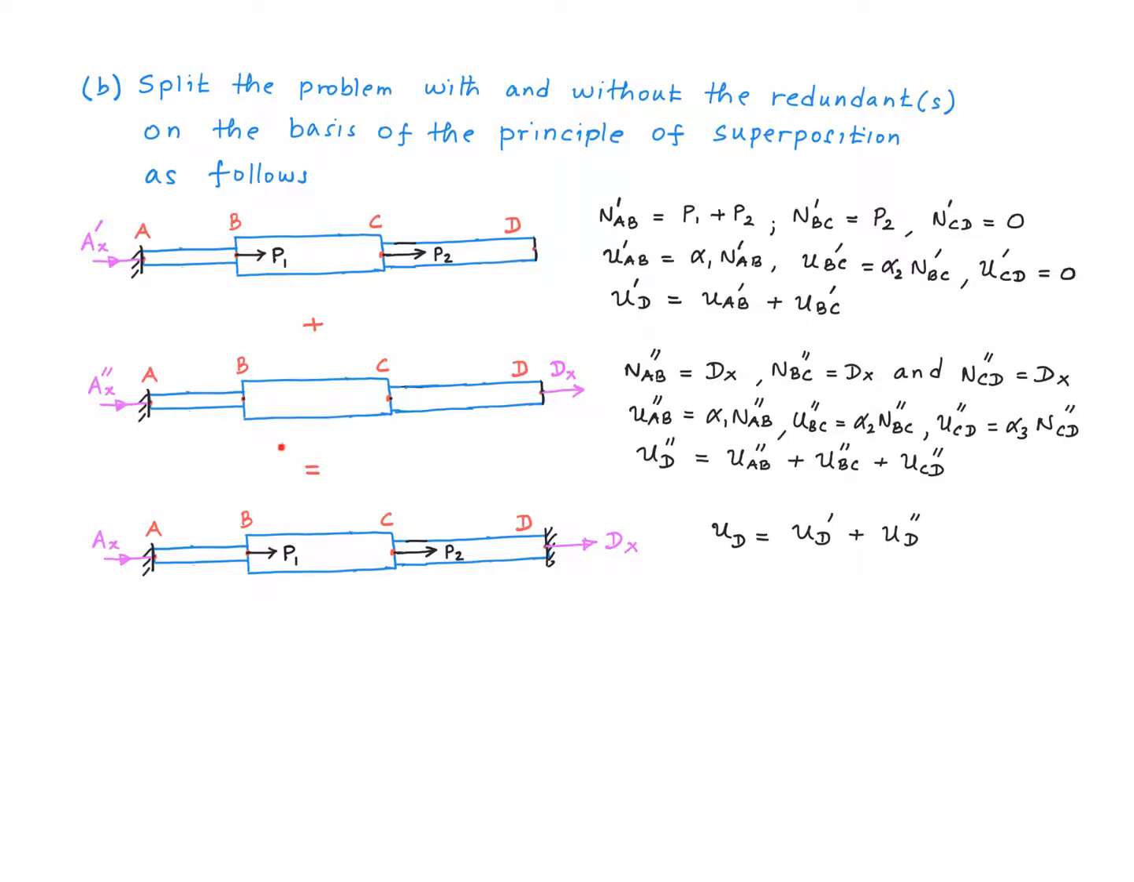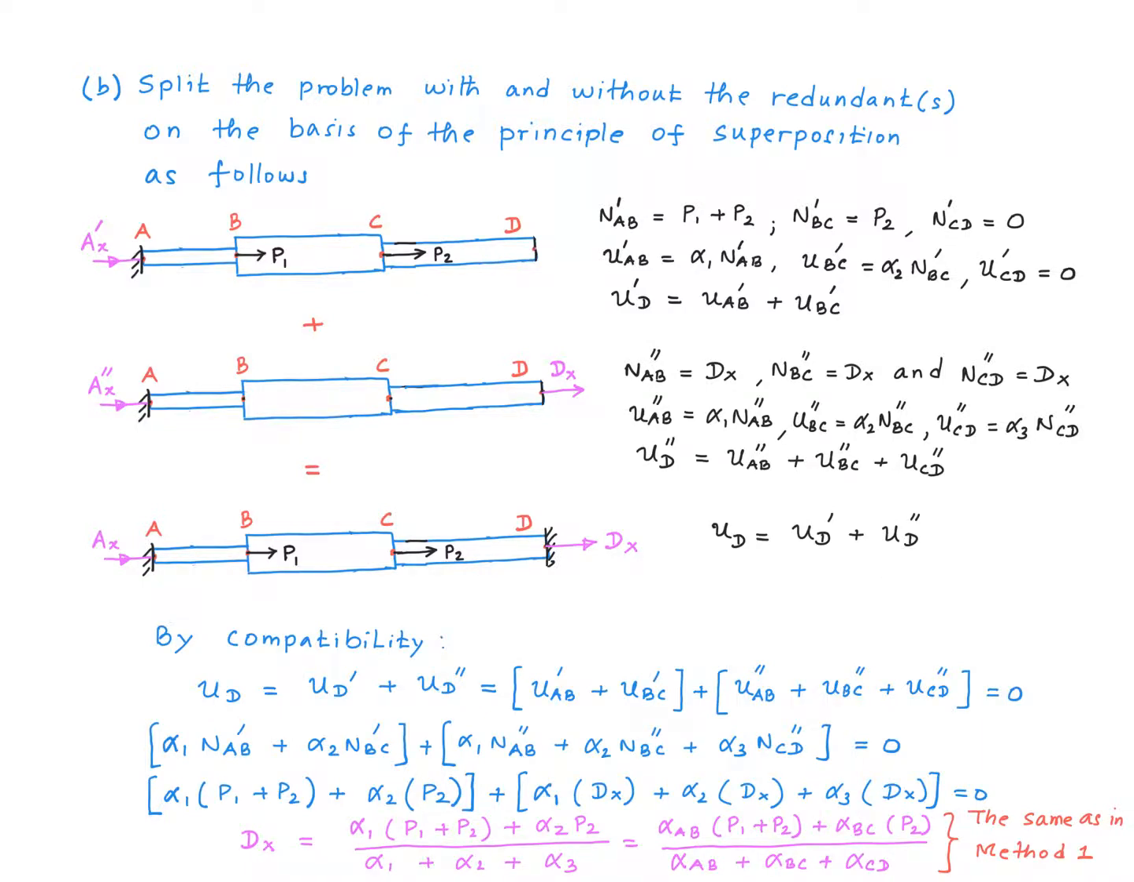Now you repeat this for the second problem, all right? We find the internal forces, deformations of each segment, and sum them up to come up with the displacement of point D. Now since this plus this is this, right? And that goes for the displacement as well. And therefore, the displacement of point D of the real problem is actually UD prime, the one that comes from the first problem, and UD double prime, the one that comes from the second problem.